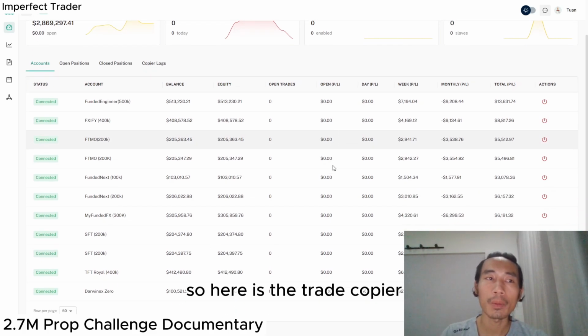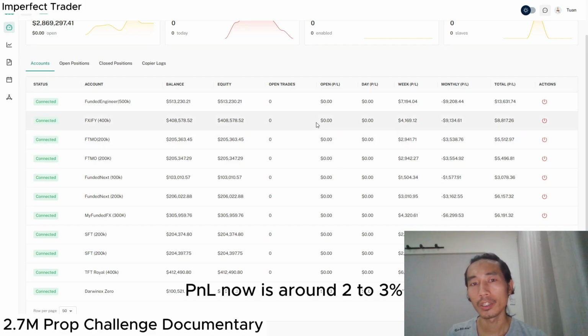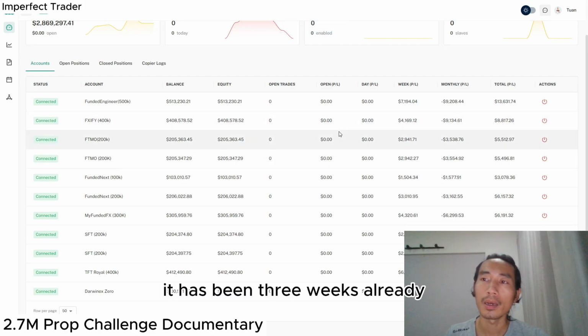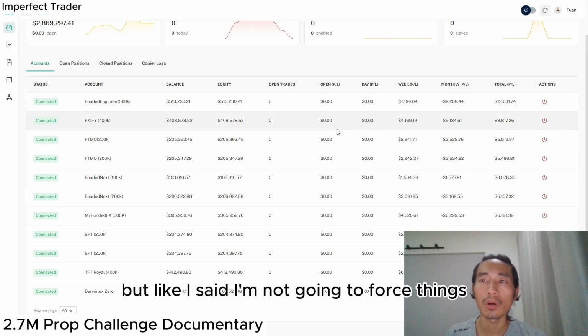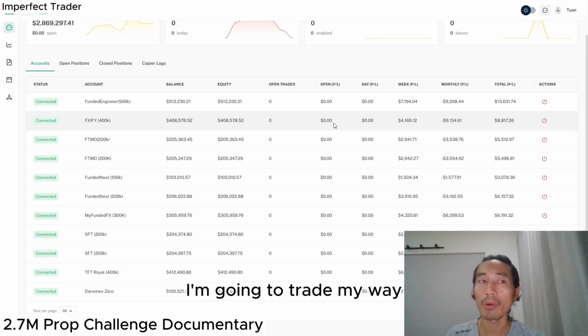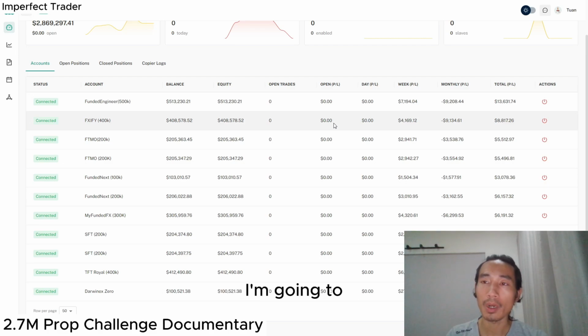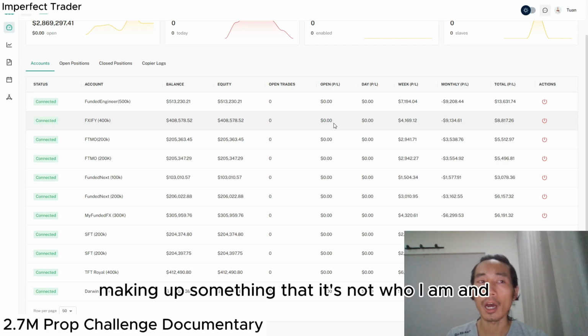So here is the trade copier, and you can see that so far the P&L is around 2 to 3%. It has been 3 weeks already, but like I say, I'm not going to force things. I'm going to take my time. I'm going to trade my way. I'm going to do what is right for my performance instead of making up something that's not who I am.